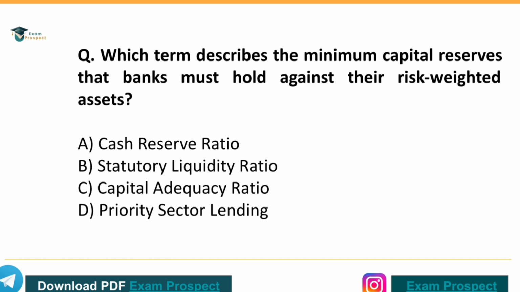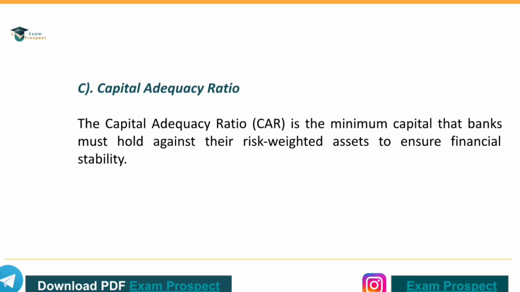Next question, which term describes the minimum capital reserves that banks must hold against their risk-weighted assets? The correct answer is option C, capital adequacy ratio. Here the capital adequacy ratio, CAR, is the minimum capital that banks must hold against their risk-weighted assets to ensure financial stability.